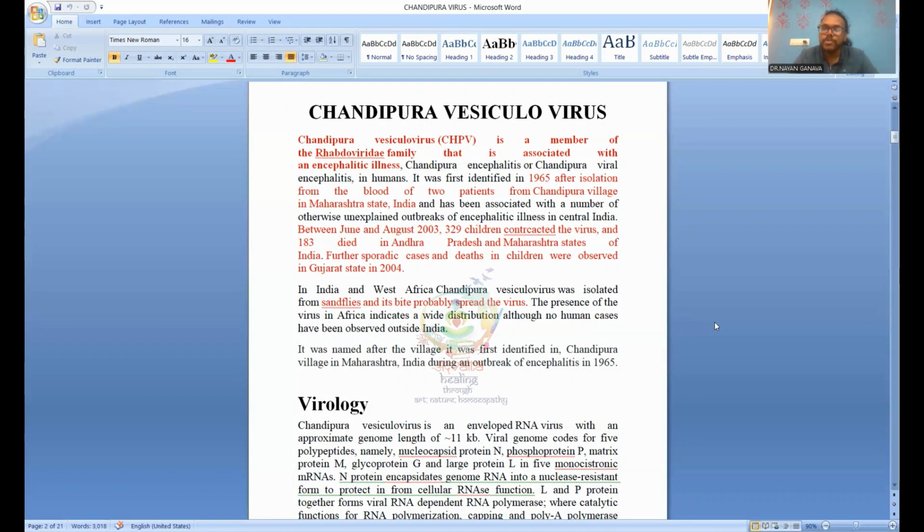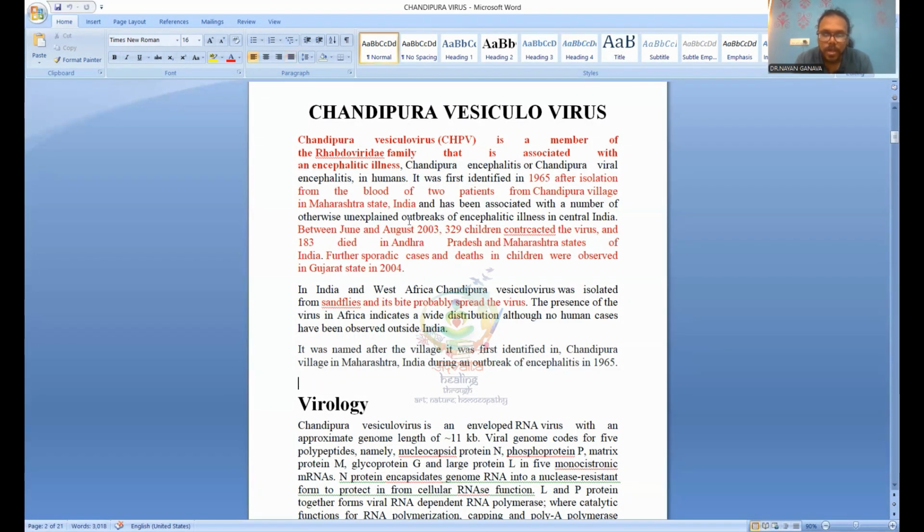So when was it diagnosed first? It was first identified in 1965 after isolation from the blood of two patients from Chandipura village. So it is called Chandipura vesiculovirus. It is named after the village Chandipura in Maharashtra state of Gujarat.